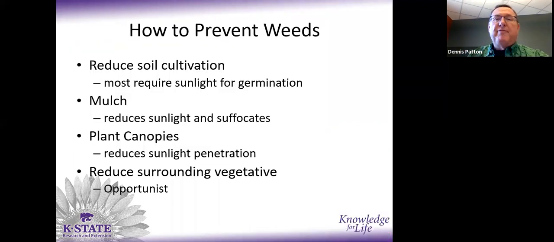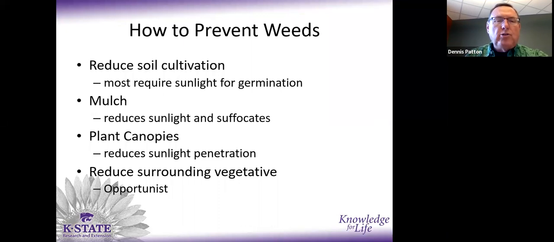So how do we prevent weeds? Here are the strategies that work best. Reduce soil cultivation. As I said last time, most weeds require sunlight for germination. And so the more you disturb, turn that soil, even for a split second, let's say a nanosecond of light, will cause many seeds to germinate. We normally think about soil cultivation as the way to control weeds. But think of it more about every time you cultivate that soil, you're exposing more seeds to sunlight and you're actually increasing the germination of weeds. So it's kind of a vicious circle. Our overall goal is to reduce soil cultivation.